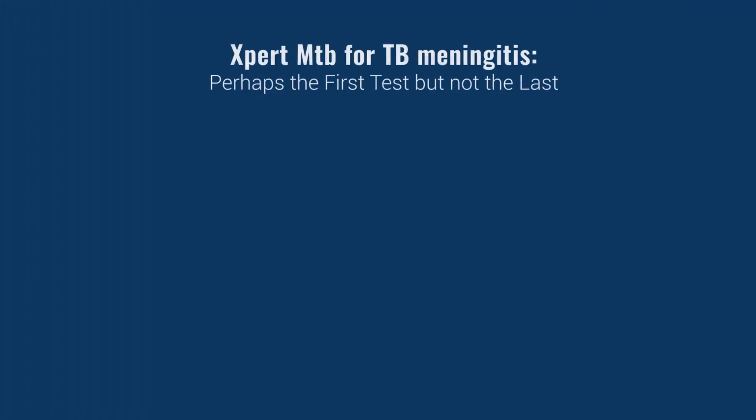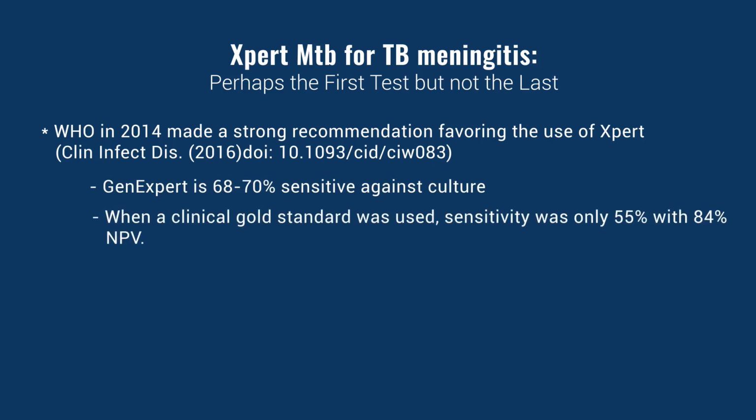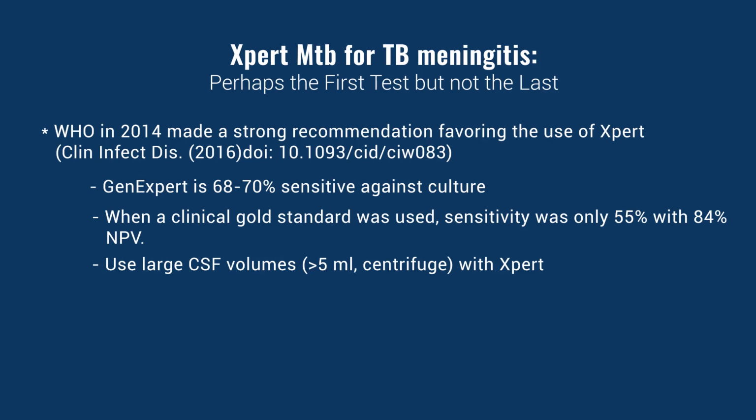Now, you might have heard of this cartridge-based NAT, nucleic acid amplification test. The most commonly used version is the Xpert MTB, which is a nested PCR. It comes in its own kit. This is a critical test for TB meningitis because you can look at the sensitivities here, pretty good, 68 to 70% against culture. And when they used a clinical gold standard, it is still good, 55%. So WHO recommends this as a test of first choice for the diagnosis of TB meningitis. Two important points: take large volumes of CSF, at least 5 ml, centrifuge it down.